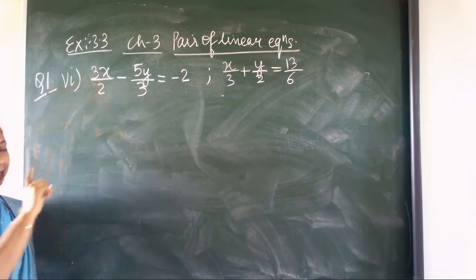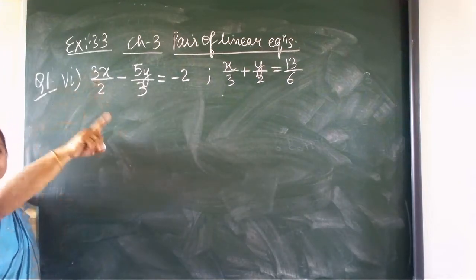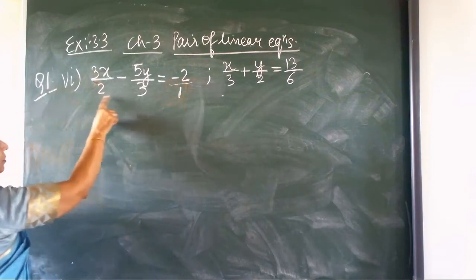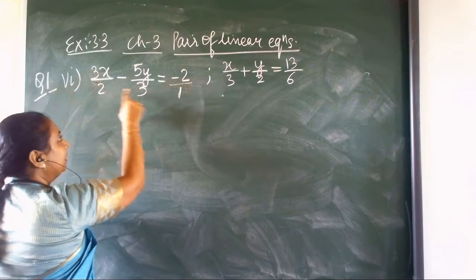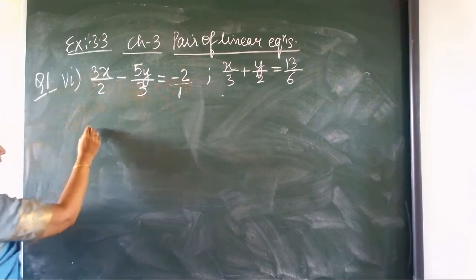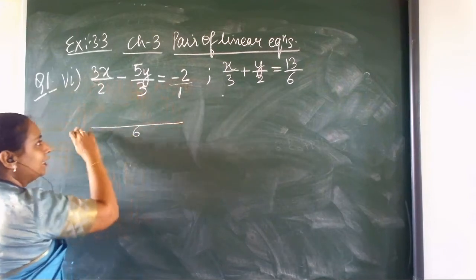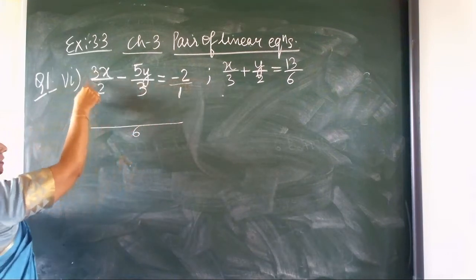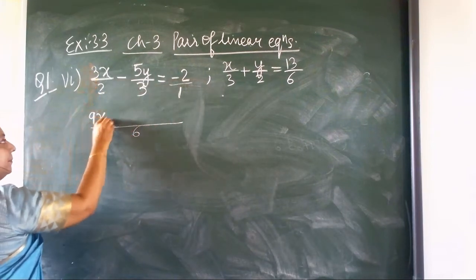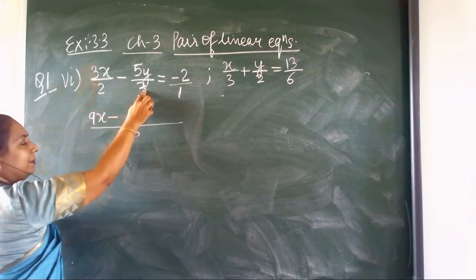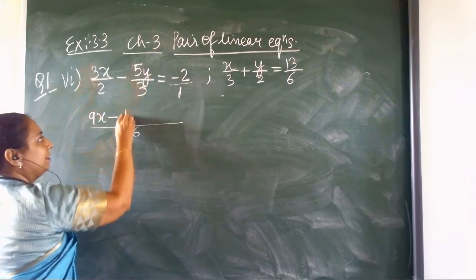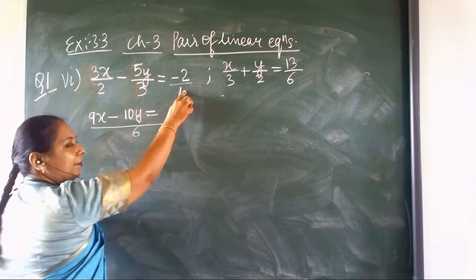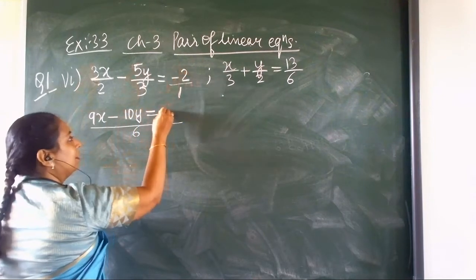Now see, I am taking LCM of the whole equation. 2, 3 and 1. The LCM of 2, 3 and 1 is 6. I am taking LCM 6 as a whole. 6 divided by 2 is 3. 3 3s are 9x. Minus 6 divided by 3 is 2. 2 5s are 10y is equal to 6 divided by 1 is 6. 6 2s are minus 12.